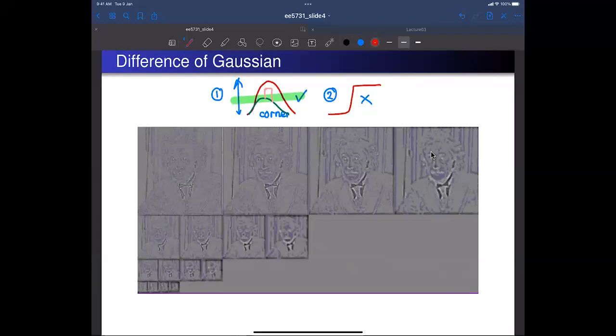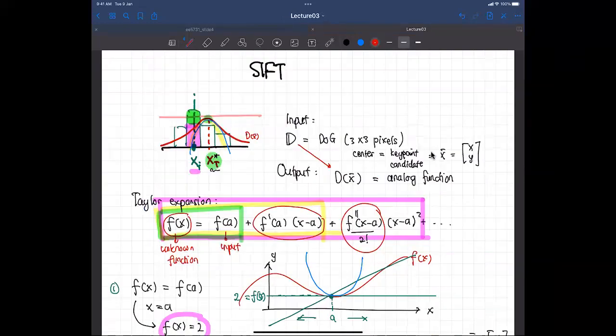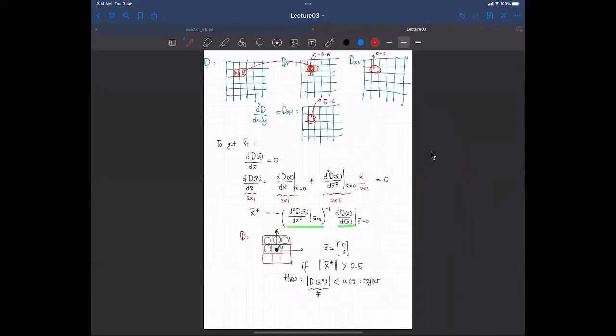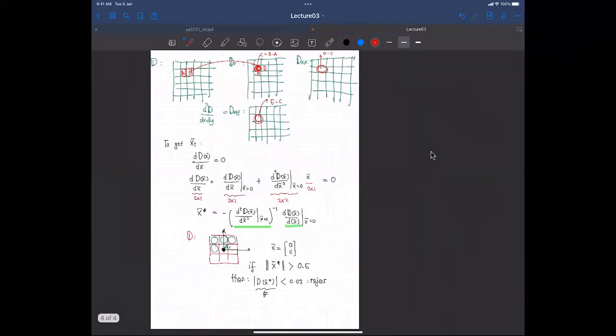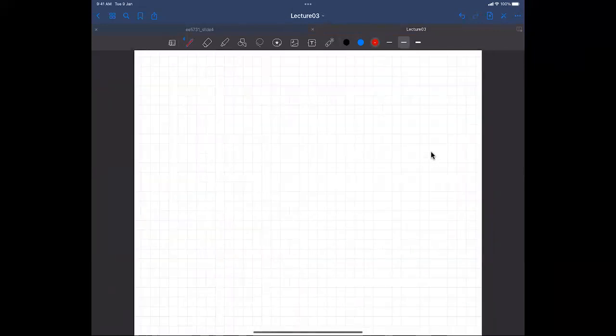Based on that, the second sub-step in the second step is edge rejection. So the second sub-step in the second step is key point detection and rejection.